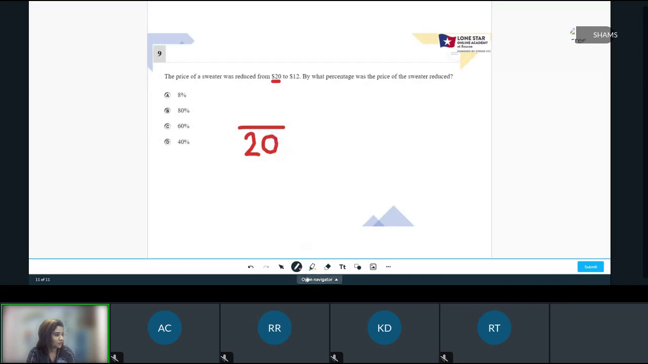How much price went down? From 20 to 12, how much did the decrease happen? The decrease is minus 8, right? Price went down 8. So 8 here in the numerator. Then you can change it to a percent. So 8 over 20 is the same as 4 over 10 if you half it, right? And if you are thinking about percent, that is 40%, because 40 out of 100.